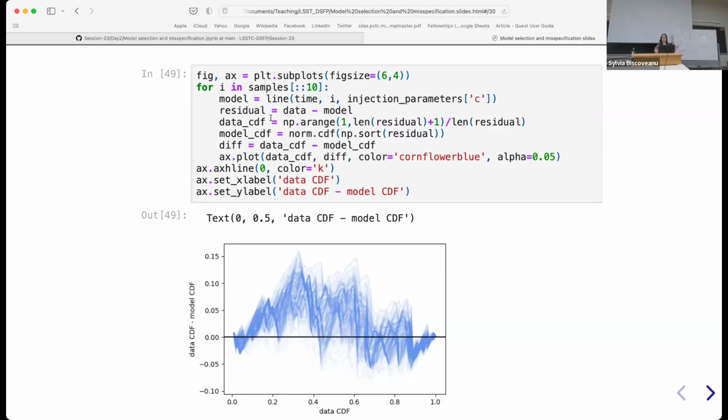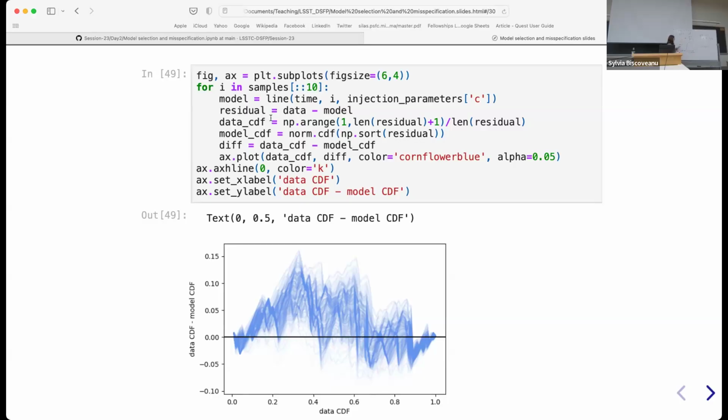So does that make sense, what the residual is? It's just the data minus the model. Okay, great. And then how do we calculate the data CDF? So we have a bunch of residuals, and now x is the residual. Here are the individual values of the residuals.